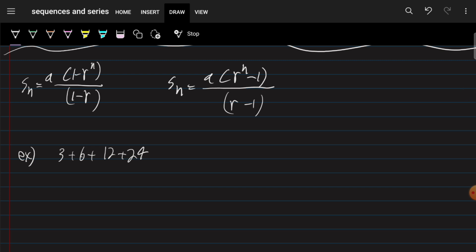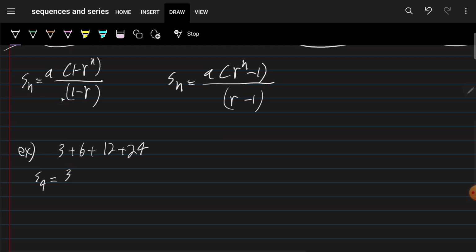In order to come up with the sum of the first 4 terms that we see here, we would write S4, sum of the first 4 terms, is equal to the first number, which is 3, or A, times 1 minus the common ratio of 2 to the power of n, where n is the number of terms we want to sum, so 4, all over 1 minus 2, the common ratio.